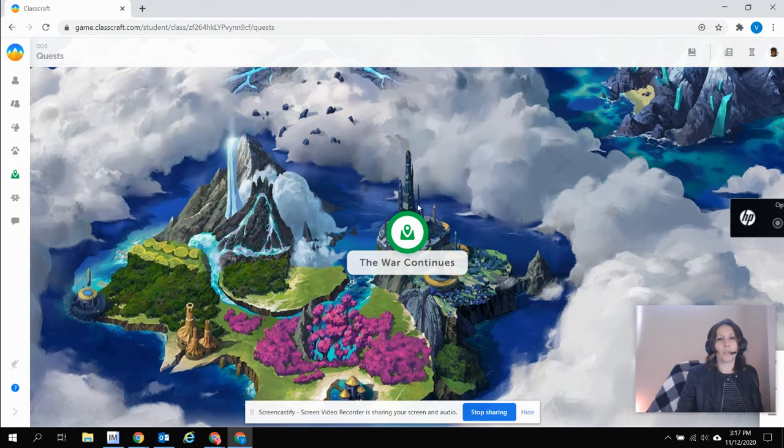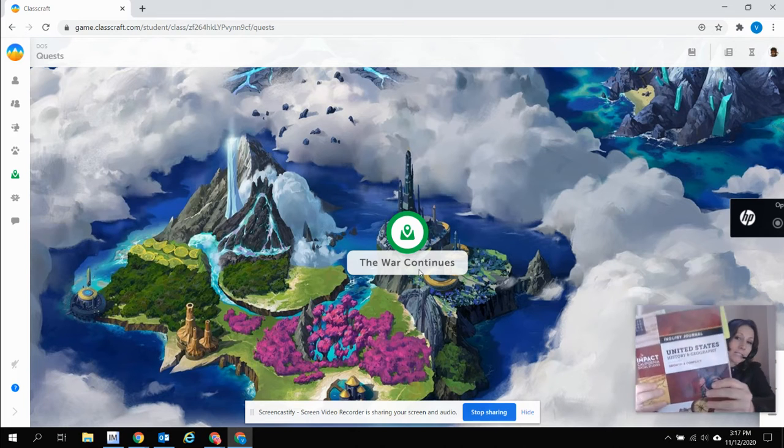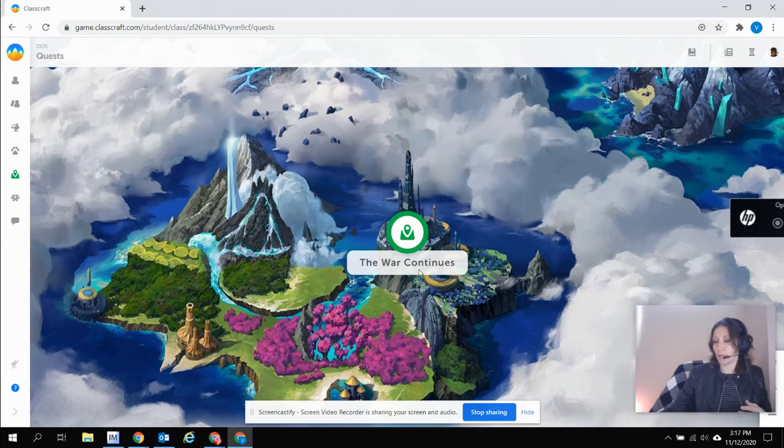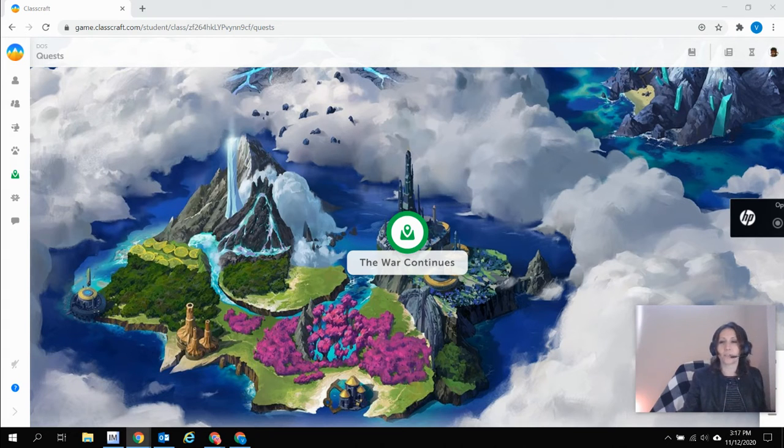So the war continues. Now we're going to look at this quest as a way to complete our inquiry journal. If you already did your inquiry journal, pages 110, 111, you're still going to do the quest, and you're going to check your answers to make sure they are the answers we are looking for, and that your answers are full and complete and answer every aspect of the question.